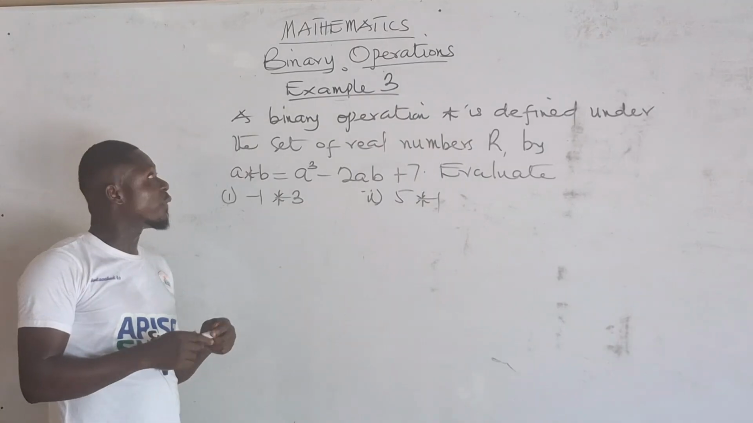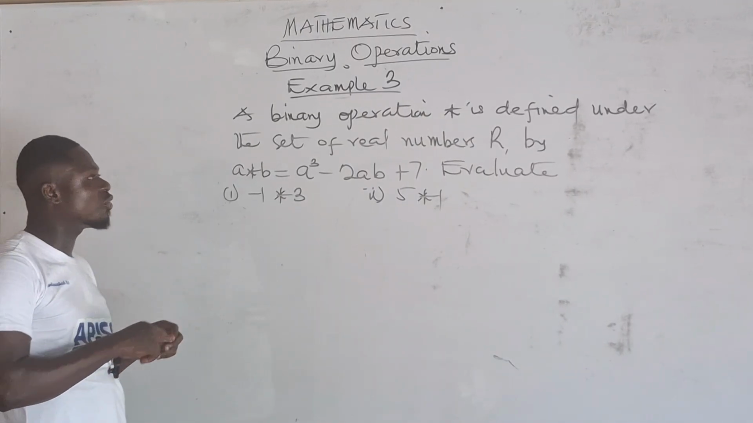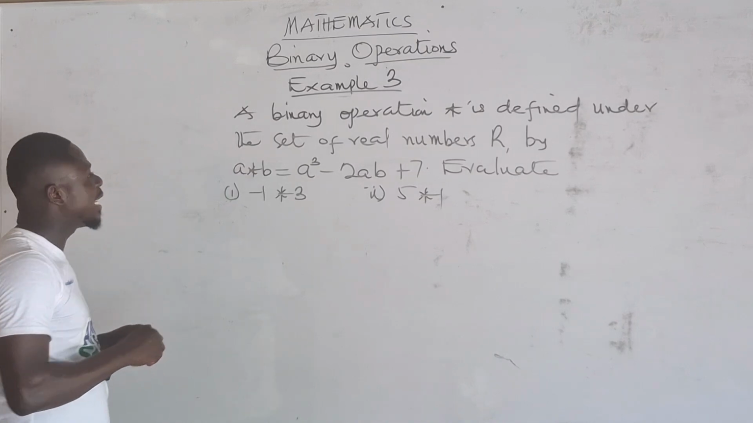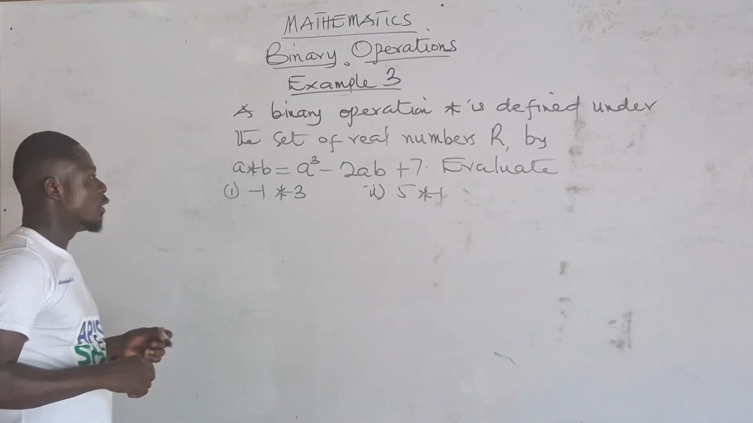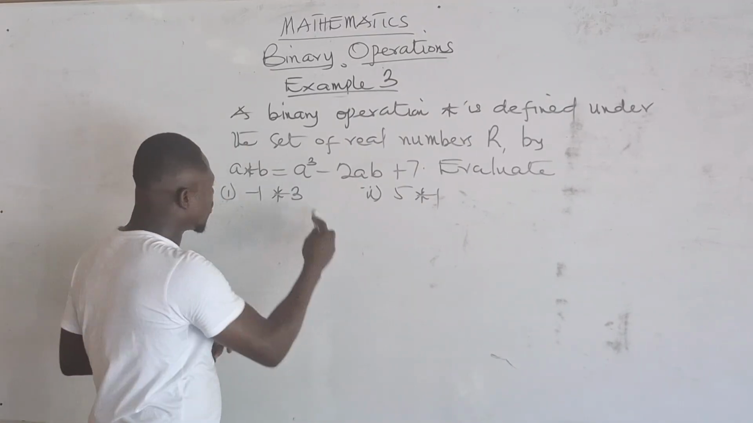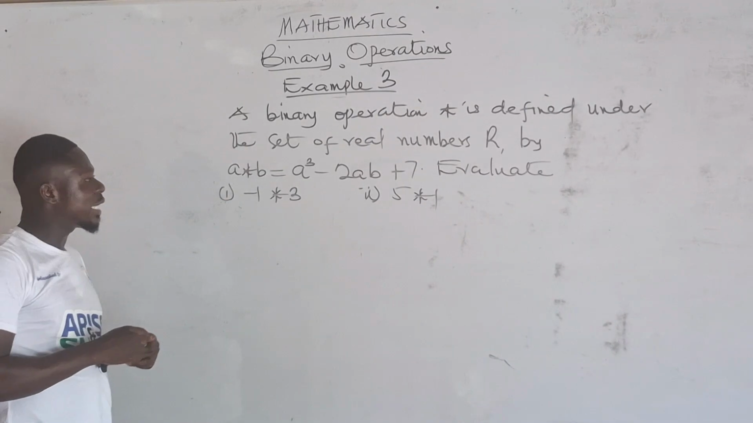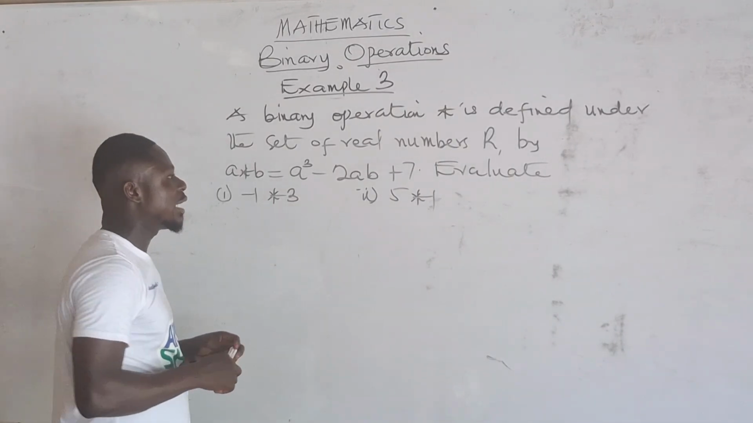In our example 3 for today, we have a binary operation star defined on the set of real numbers R by a star b is equal to a cubed minus 2ab plus 7. We have to use this expression or this formula to evaluate the following expressions. i, negative 1 star 3, ii, 5 star 1.